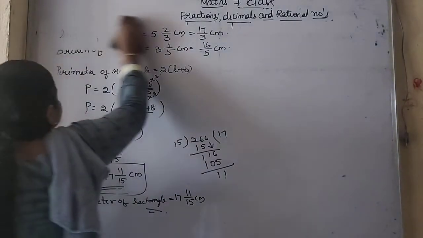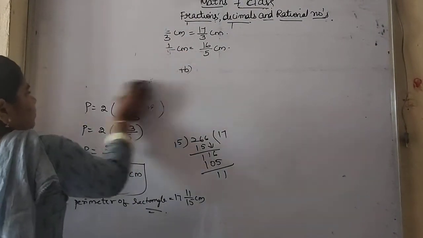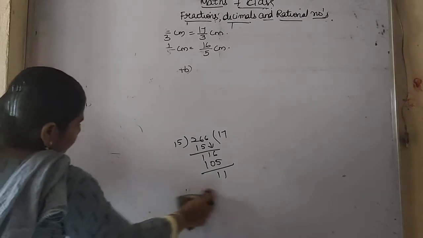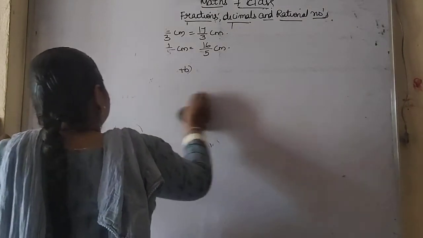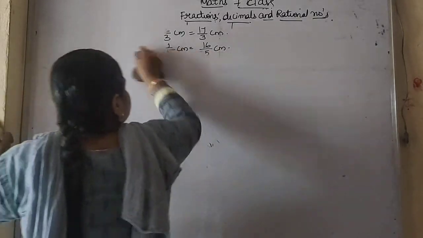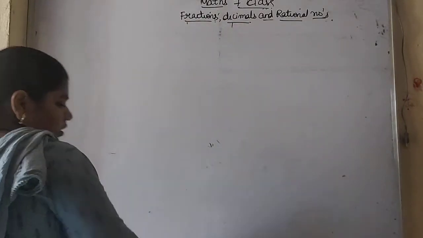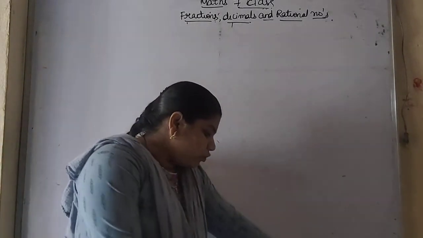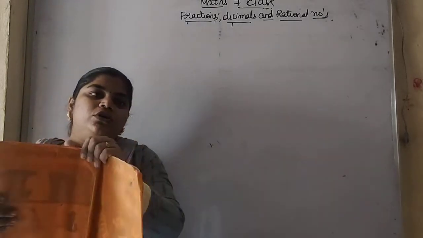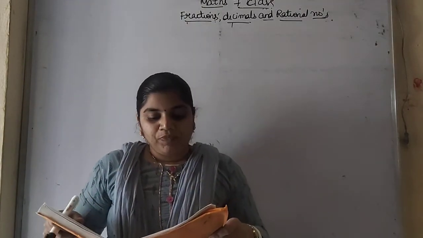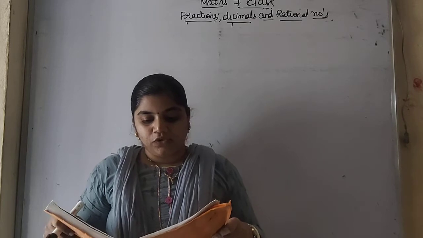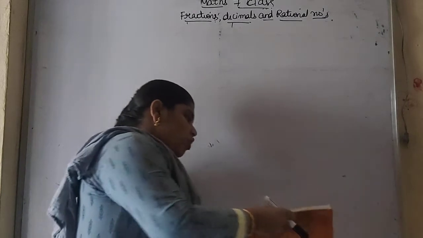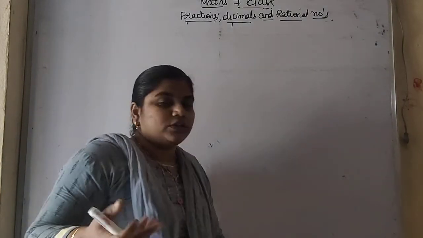Next is the fifth one. The recipe requires 3 1 by 4 cups of flour. So for making a recipe, they want 3 1 by 4 cups of flour. Radha has 1 3 by 8 cups of flour. How many more cups of flour does she need? So we have to find how much flour she still needs.